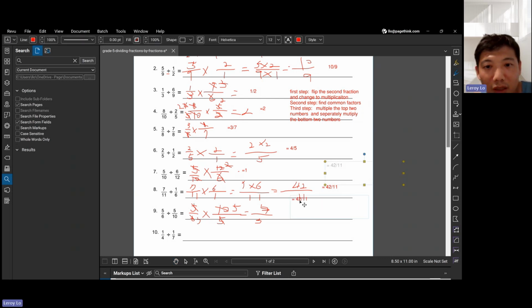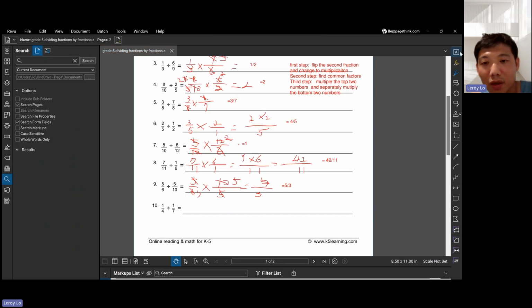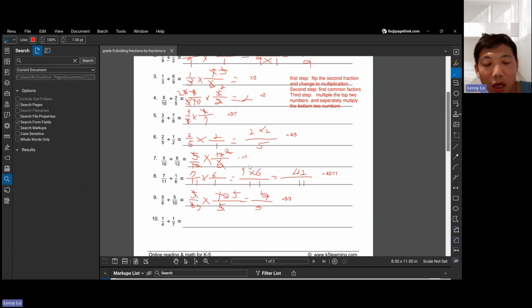Don't worry if you can't see my handwriting, it's a little bit messy, but I'll provide an answer sheet for you with the documents so you can have clear information.